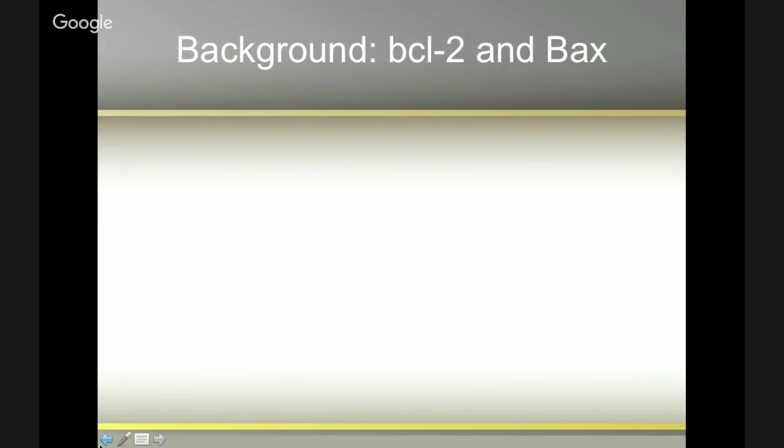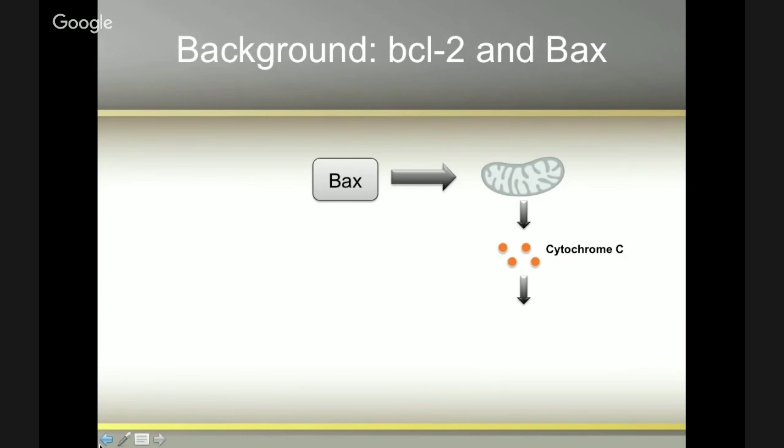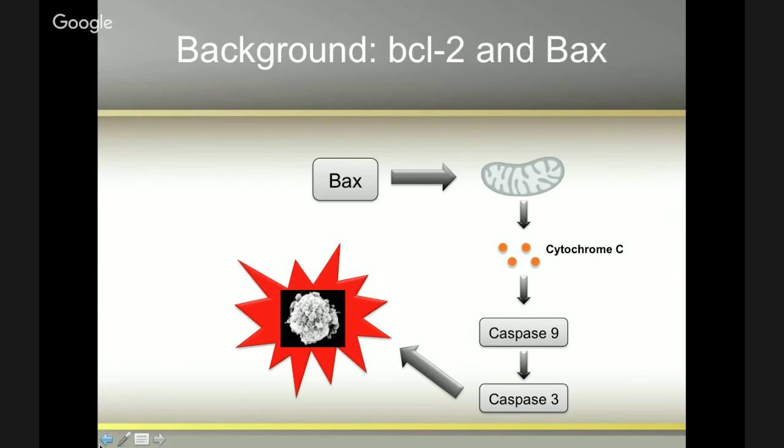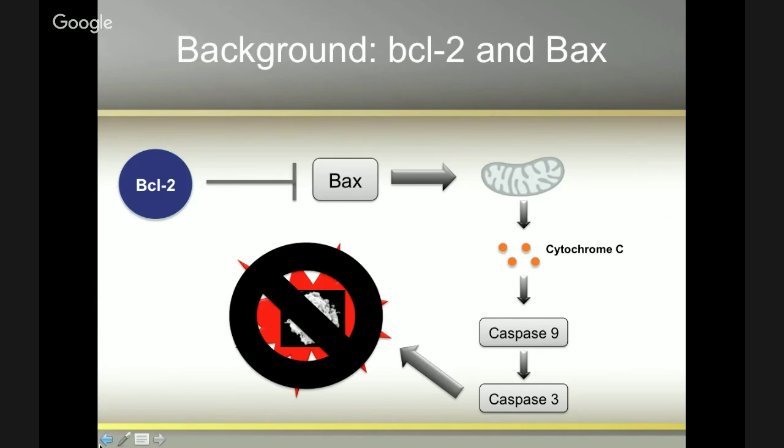Here is a brief schematic of the Bax pathway, which is the apoptotic pathway that BCL2 inhibits. Bax allows cytochrome C to exit the mitochondria, which creates a caspase cascade, including caspases 9 and 3. Caspase 3 initiates apoptosis via DNA fragmentation and chromatin condensation. When BCL2 binds with Bax, cytochrome C is inhibited from leaving the mitochondria, thus preventing apoptosis and promoting cell proliferation.